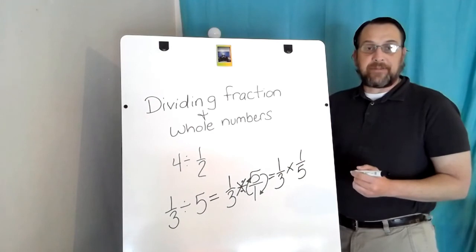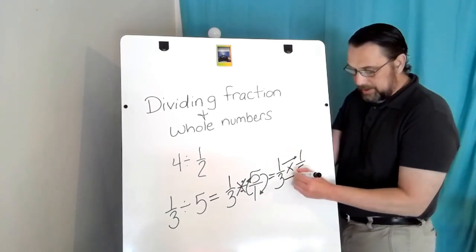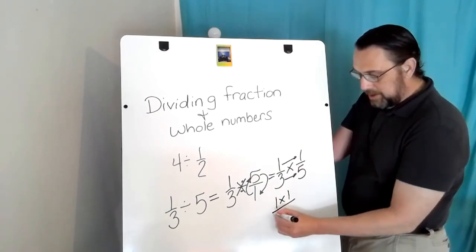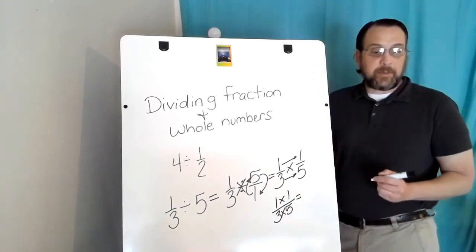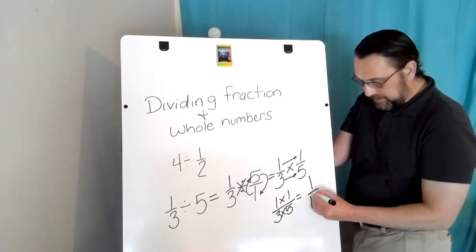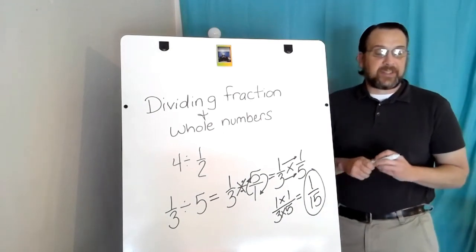Now, when we multiply fractions, we multiply straight across. So we get 1 times 1 over 3 times 5. 1 times 1 is 1. 3 times 5 is 15. So my answer is 1 over 15, or 1/15.